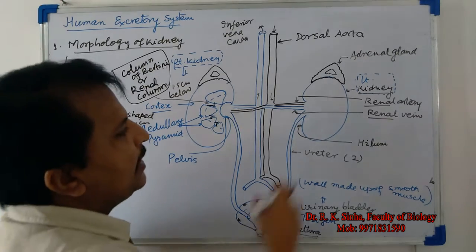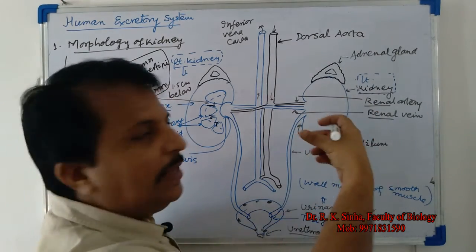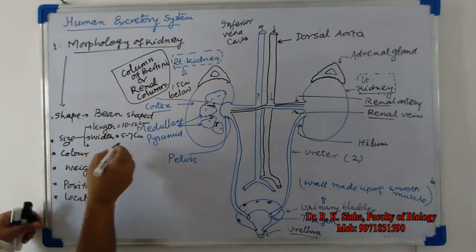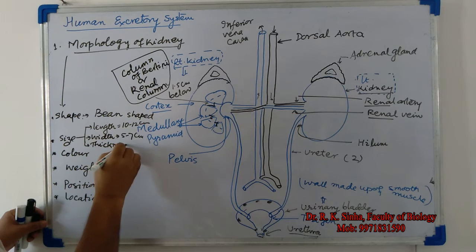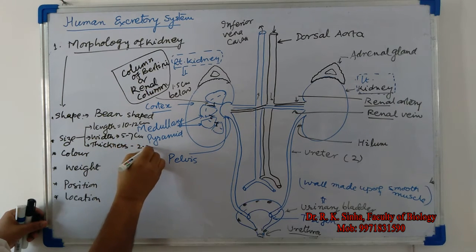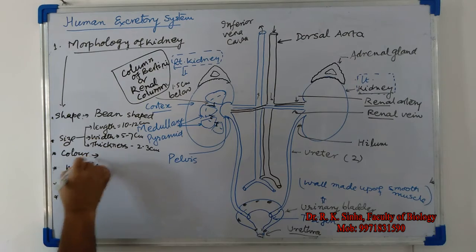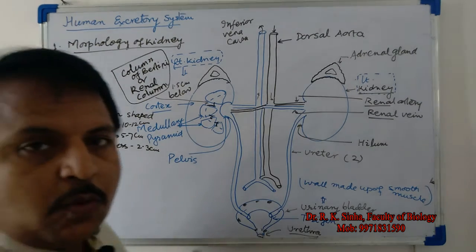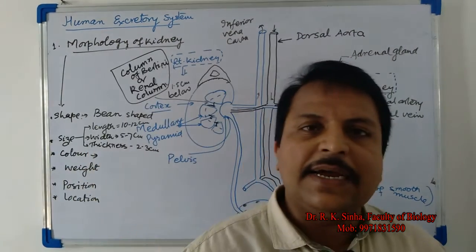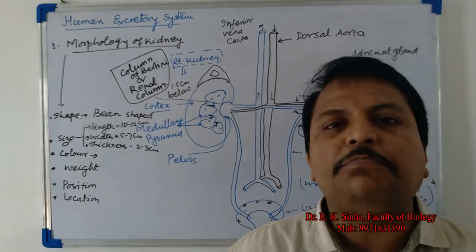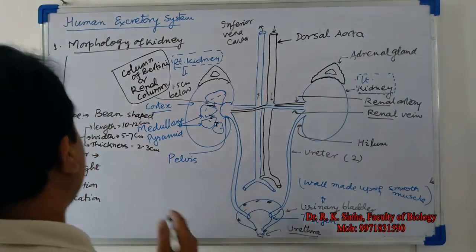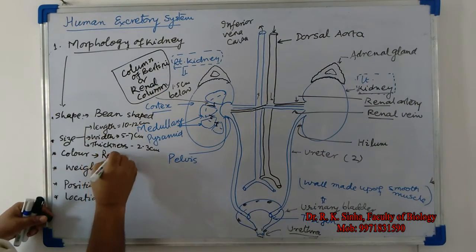And what will be the thickness of the kidney? Thickness is 2 to 3 centimeter. Now color. What kind of color will the kidneys be? So it is reddish brown in color. It is reddish brown.